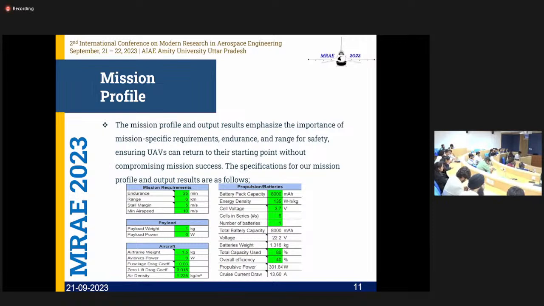We'll assume the payload weight as 1 kg and the airframe weight as 1.5 kg. These are the rough estimates that we have done. And the battery pack capacity we have taken is 8000 mAh, where the energy density is 135 watt-hours per kg.